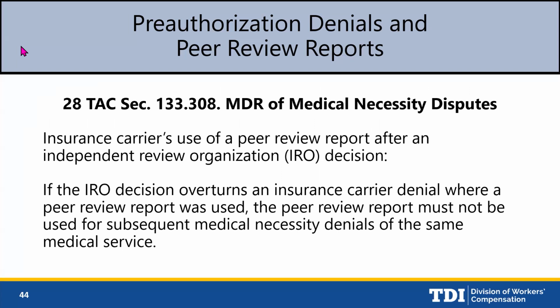Now, in our rule 133.308, if there's a medical dispute resolution on a medical necessity denial, it says that if the insurance carrier's use of a peer review report has gone all the way through an IRO, the independent review organization, and the IRO overturns that insurance carrier's denial where they used the peer review, the carrier cannot use that peer review to support other medical necessity adverse determinations for the same medical service. So once it's been overturned by an IRO, the carrier can't use it again for the same medical service.